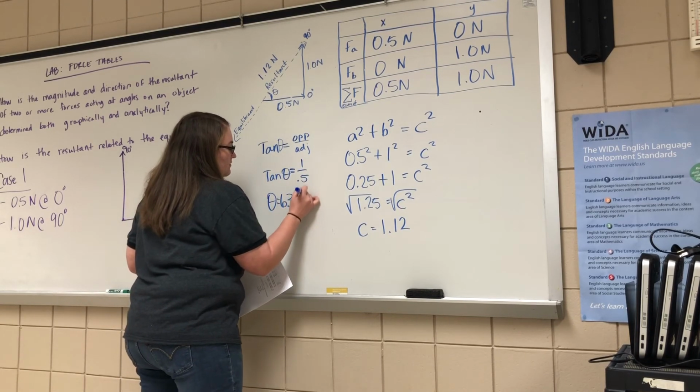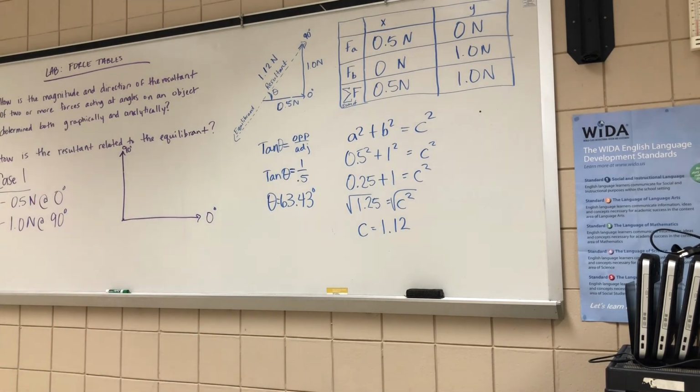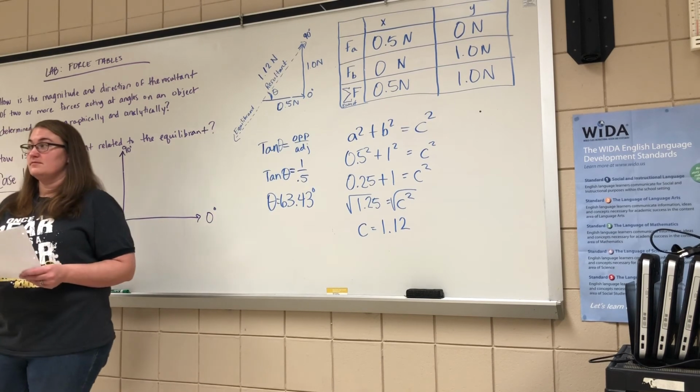Look at your angle that you said you had for the resultant experimentally. What was your angle experimentally? 61. 67. Oh, so we're close. Smart people.